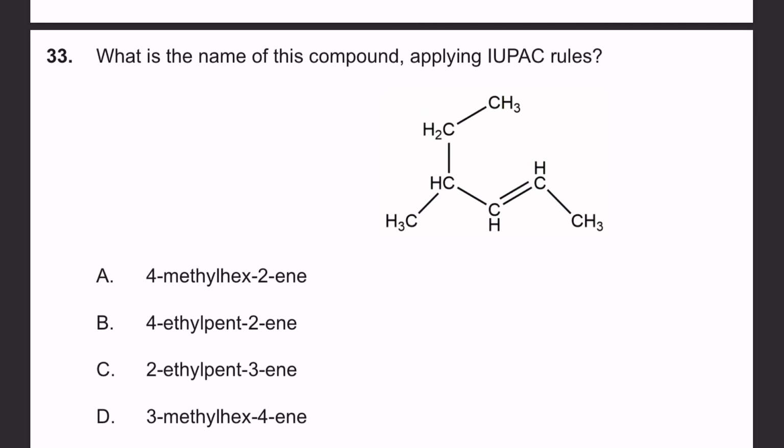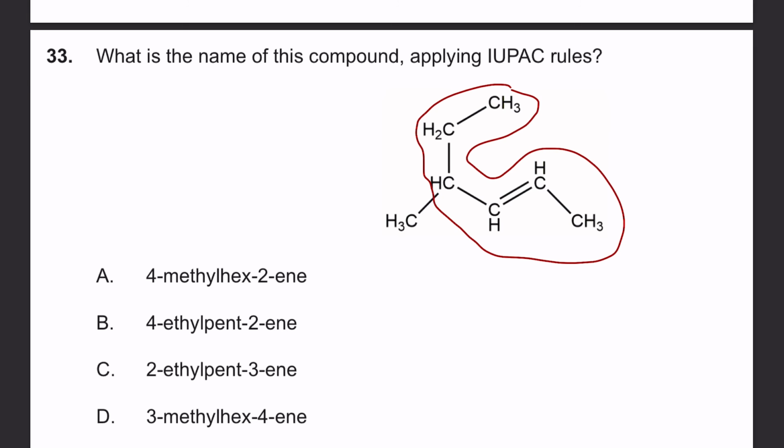In question number 33, we have to write the IUPAC name of the compound. The first step is identifying the largest chain. The largest chain will be this chain. Now it's time to number. We can do the numbering from the bottom side, because that will give the groups and the double bond the lowest locants. So 3, 4, 5, 6. 6 means it's hex. At the 2 position you have ene, so hex-2-ene. And at the 4 position you have methyl. So the name would be 4-methylhex-2-ene. That corresponds to option A.